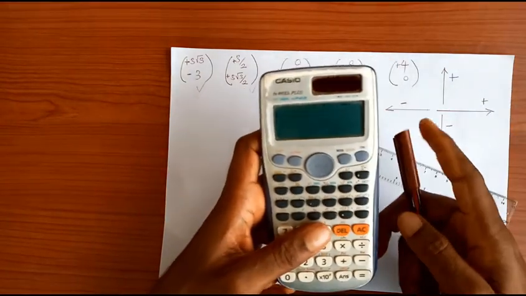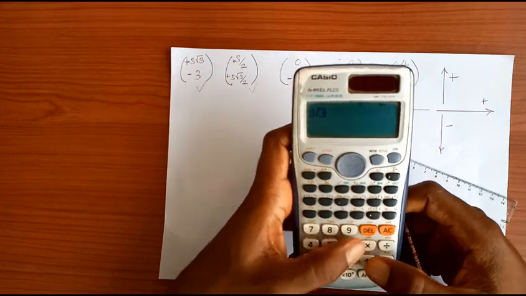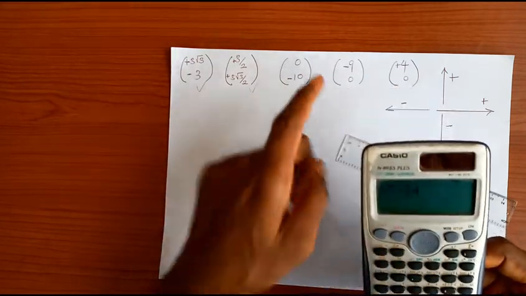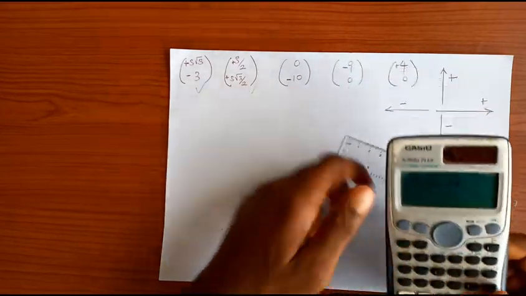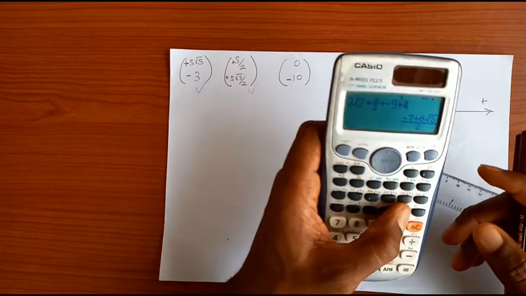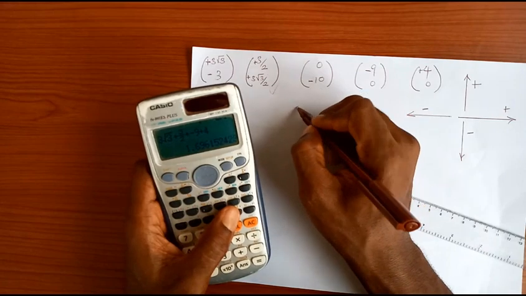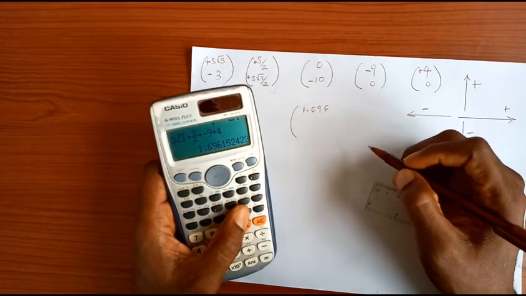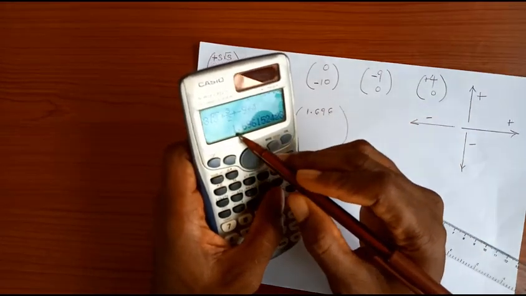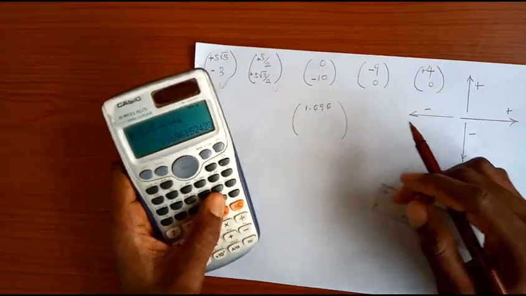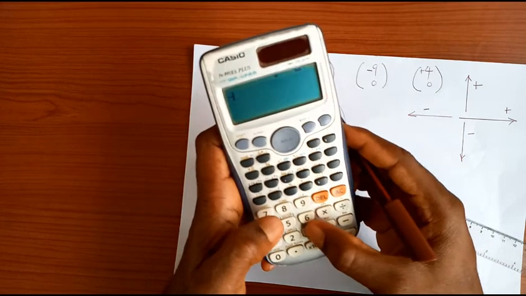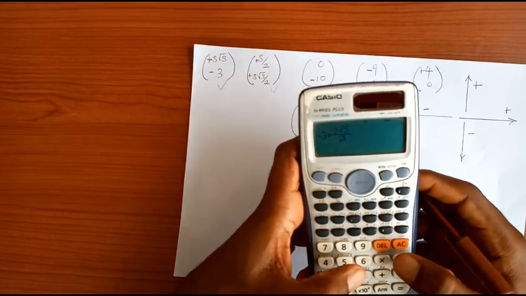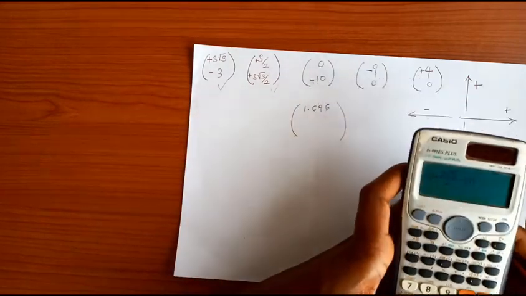So we add all our x components. So I have 3 root 3 plus 3 on 2 plus 0 plus a negative 9 plus 4. This gives me in decimal form 1.696. This is a chopping off approach. So I chop off these values and it leaves 1.696. That's okay. Then let's go to our y components. Negative 3 plus 3 root 3 on 2 minus 10 plus 0 plus 0.